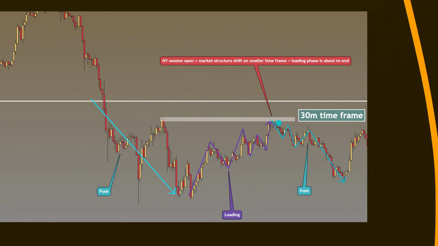New York session open, and the market structure is about to shift. Okay, and we are seeing here market structure shift, and then from this area you want to go actually to gamma to see strong level of gamma, and then with order flow you want to see here absorption is made in this area, and then you are actually finding where the loading phase is about to end and the second push phase is about to start.